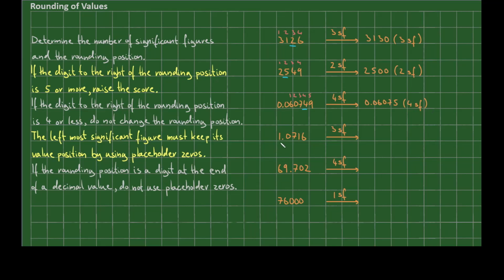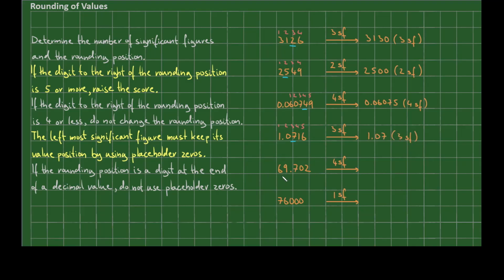Next we have 1.0716 and we need to round it to 3 significant figures. The value currently has 5 significant figures. I'm going to identify the rounding position. Look 1 to the right, in this case it's 4 or less, therefore I am not going to change the rounding position. And I will be left with 1.07 rounded to 3 significant figures.